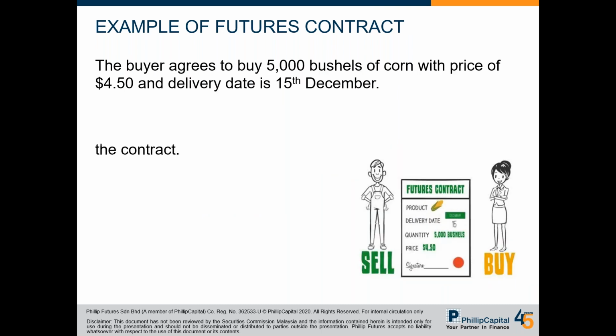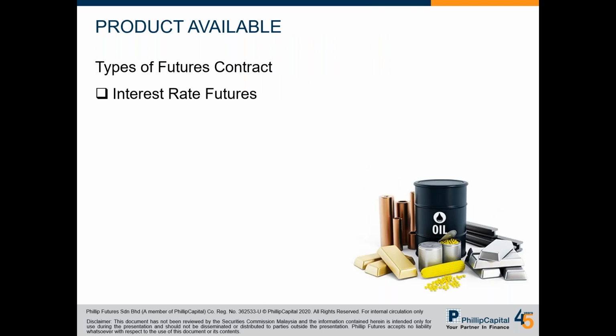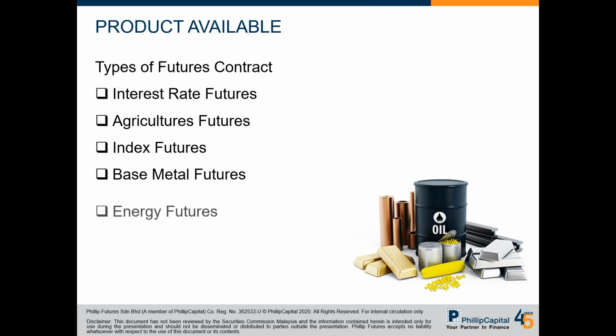Okay, so next we will move to the products. What are the products available at Phillip Futures? Actually, we have 5 types of futures contracts. The first one is interest rate futures, such as the 2 to 30 year US Treasury notes we offer. The second one is agricultural futures, such as soybean, crude palm oil, wheat, or corn. Next is index futures, such as the KLCI index, Dow Jones, or Nasdaq. Then base metal futures, such as gold, silver, or copper. Lastly, energy futures, such as crude oil, gasoline, or natural gas.